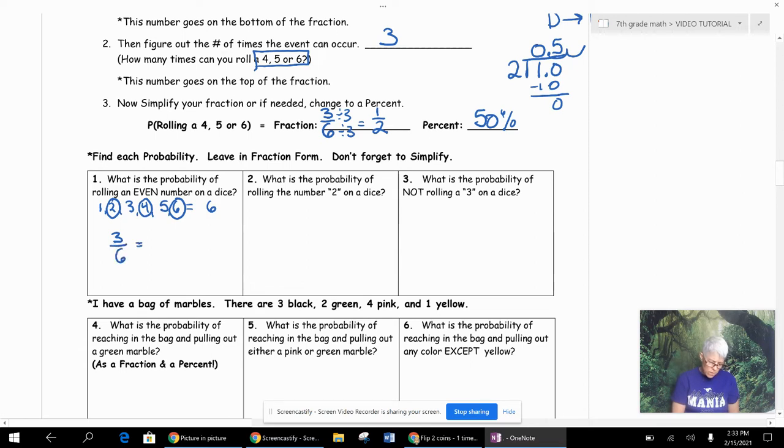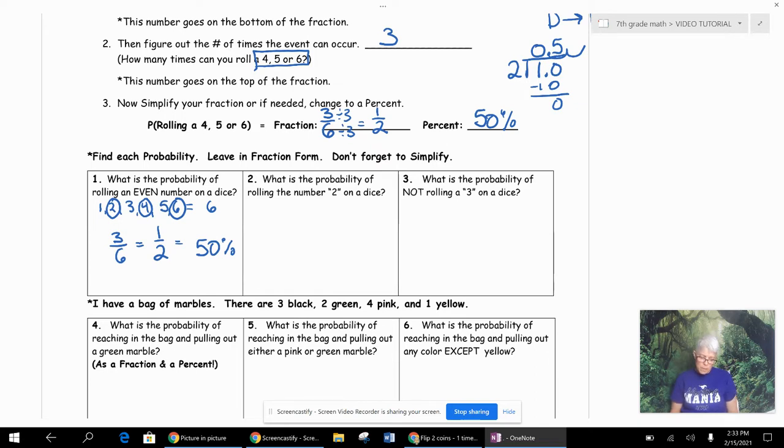3 out of 6 are even numbers. If I simplify it, I get a half. And as we already discovered, 1/2 is the same as 50%. So it's an even chance of getting an even number on a dice. All right, let's look at the next one.